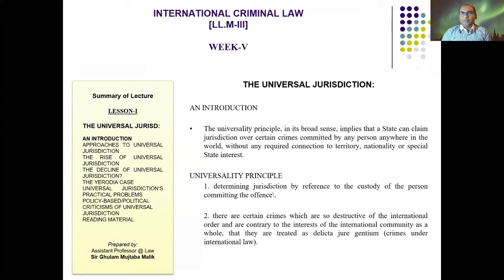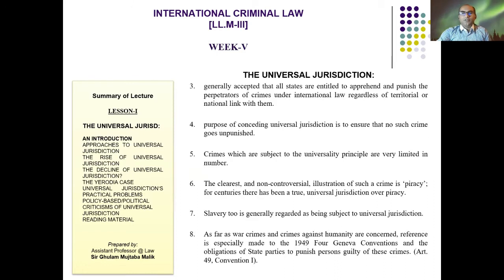The second principle: there are certain crimes which are so destructive of the international order and so contrary to the interest of the international community as a whole that they are treated as delicta jure gentium, which means crimes under international law. The third principle is that it is generally accepted that all states are entitled to apprehend and punish the perpetrators of crimes under international law, regardless of their territorial and national link with them.